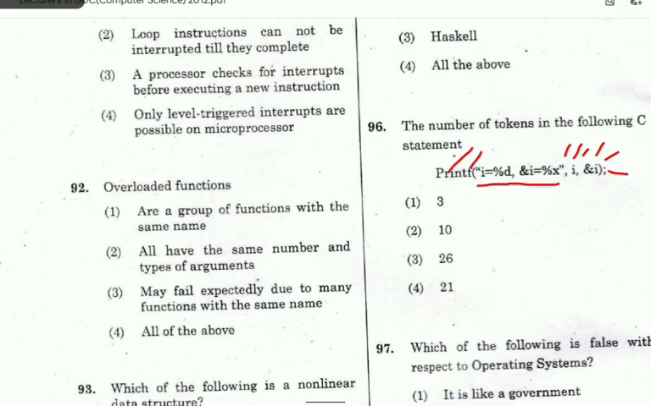So here printf is one token, opening parenthesis is one token, so two tokens. So the string literal is one token, so total three tokens. Next, comma one token 4, 5, 6, 7, 8, 9, and 10. So totally there are 10 tokens available here. So option 2 is the correct answer.